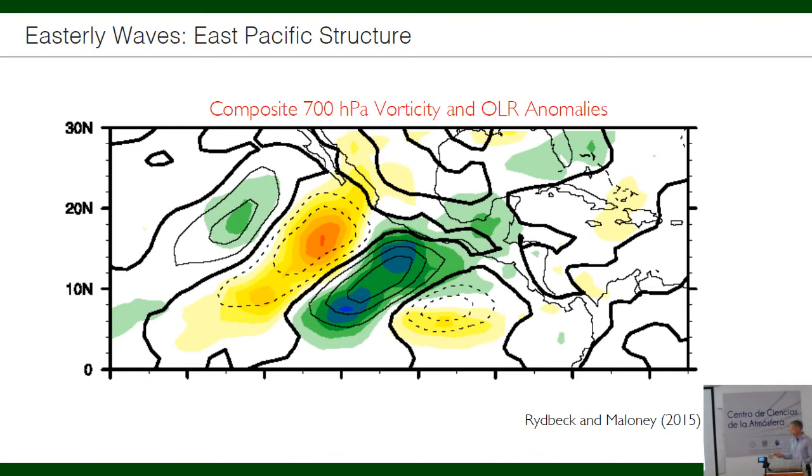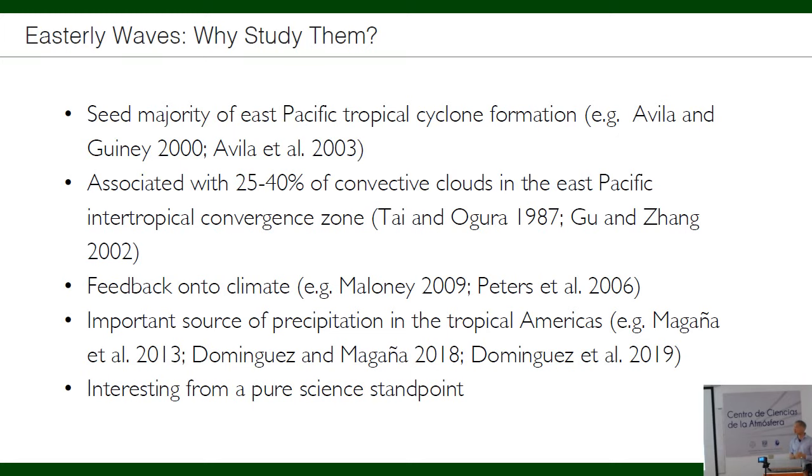Okay, so why study easterly waves? One big reason that people study easterly waves is that they seed the majority of East Pacific tropical cyclone formation. This is also true in the Atlantic as well. So they're very useful to study for the purposes of predicting tropical cyclones. Another reason is that they're just generally important for producing precipitation. So for example, 25 to 40% of convective clouds in the East Pacific intertropical convergence zone are thought to be associated with easterly waves. They have important feedbacks onto climate.